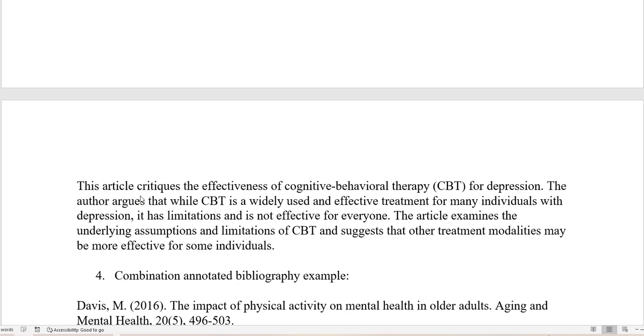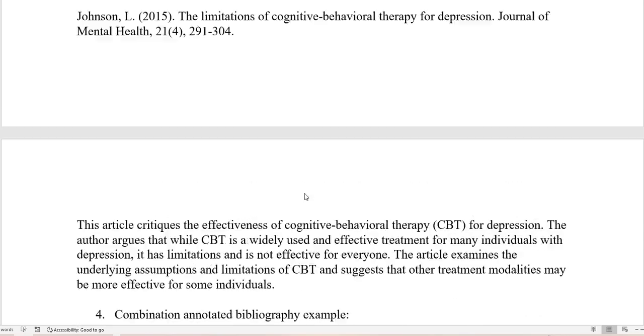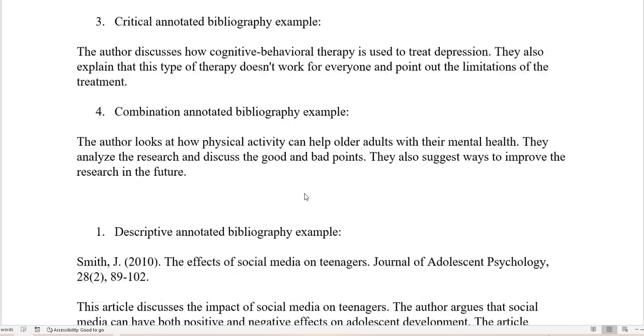The author argues that while CBT is a widely used and effective treatment for many individuals with depression, it has limitations and is not effective for everyone. The article examines the underlying assumptions and limitations of CBT and suggests that other treatment modalities may be more effective for some individuals. And then, of course, you combine the two together. Okay, so you can combine the descriptive and the evaluative together.